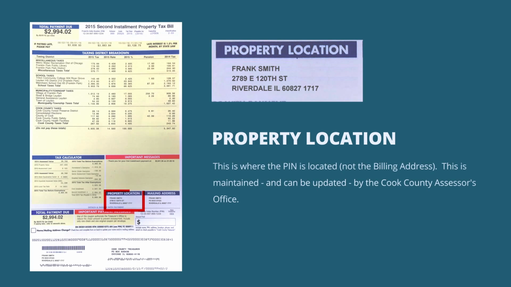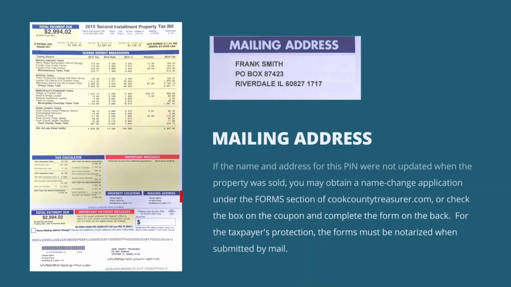Property location. This is where the PIN is located, not the billing address. This is maintained and can be updated by the Cook County Assessor's Office. Mailing address. If the name and address for this PIN were not updated when the property was sold, you may obtain a name change application under the Forms section of cookcountytreasurer.com, or check the box on the coupon and complete the form on the back. For the taxpayer's protection, the forms must be notarized when submitted by mail.